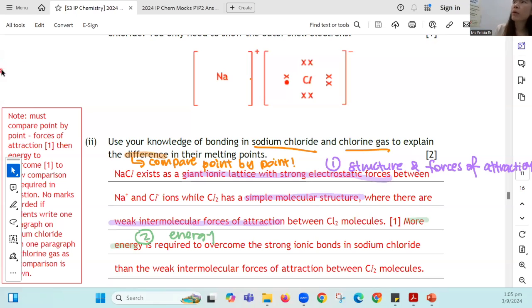So besides comparing point by point, another skill that you need is to remember to use comparison words. What are comparison words? It's like higher, lower, but, while, however. So that's why you see in the answer, they use words like while, and they also use the word like more. Yep, so use such words.